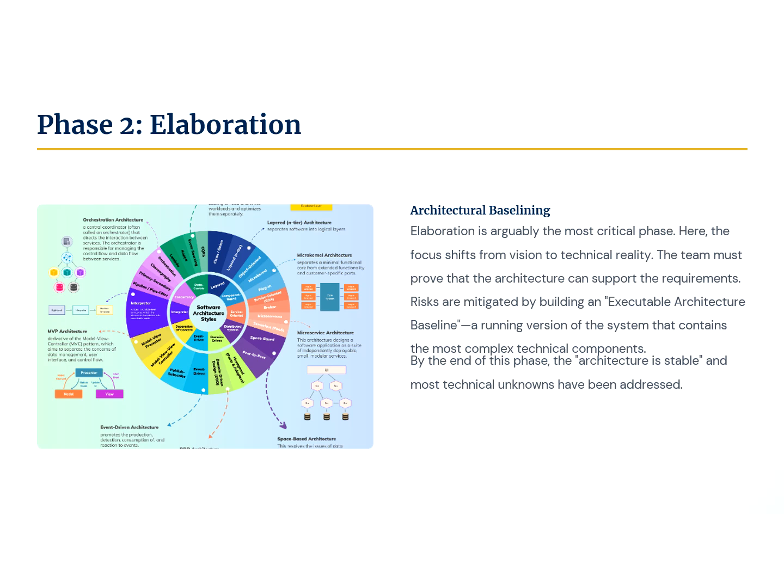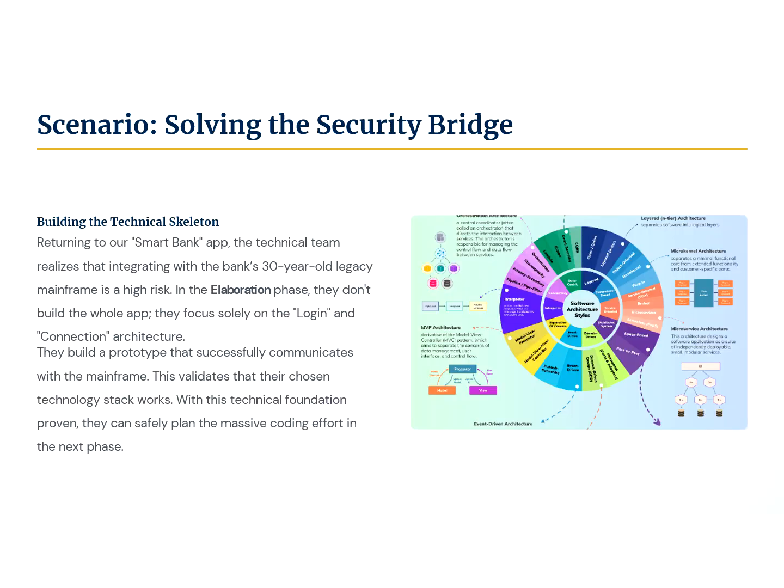Now let us understand it with the help of the same banking example. The team realizes that connecting with an old banking system is risky. So instead of building the whole app, they focus only on the login and system connection. They build a prototype, and once it works, they gain confidence that yes, the system is technically feasible.